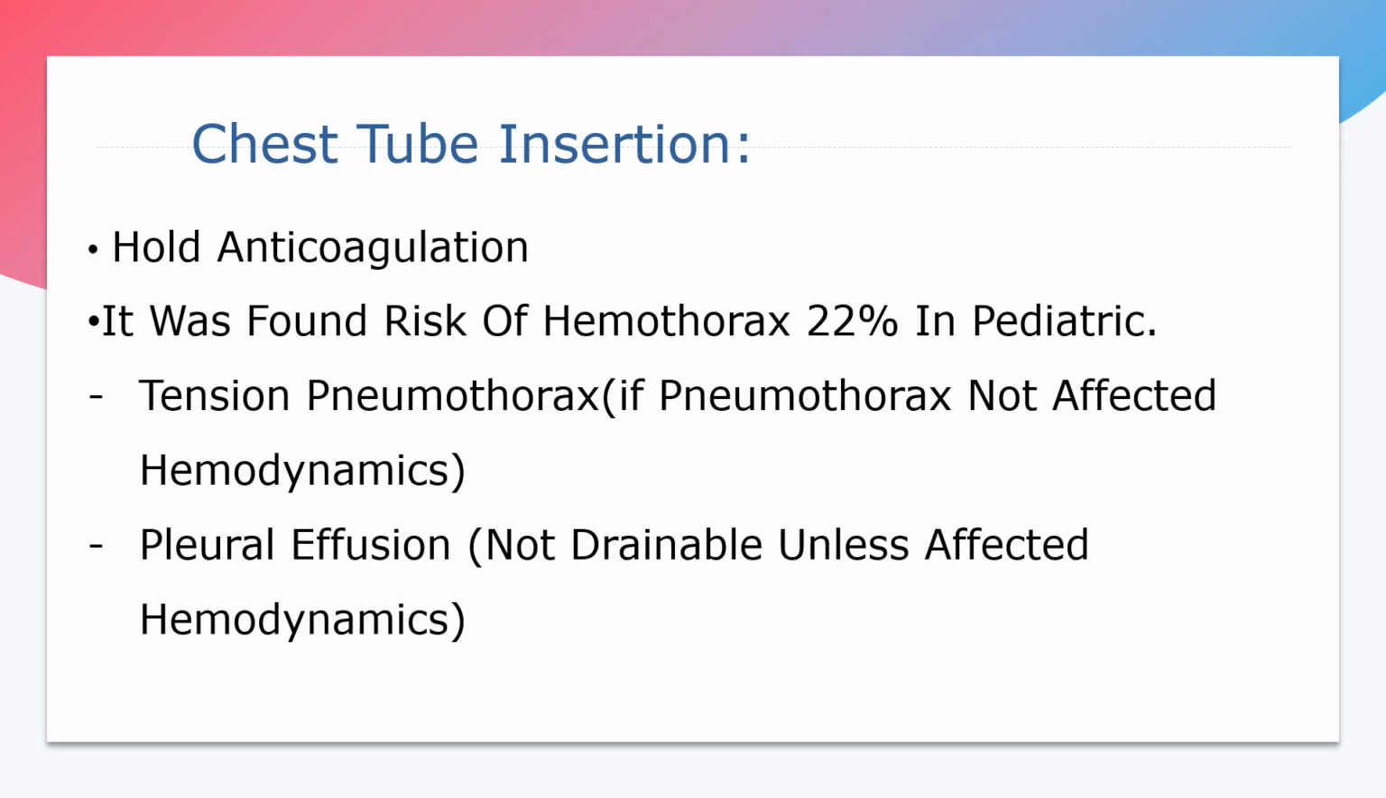Chest tube insertion. We should first hold anticoagulation. One study found a risk of hemothorax of 22% in pediatric patients. It should be limited to patients who have tension pneumothorax. If the pneumothorax is not affecting hemodynamics, we shouldn't insert a tube, and we can wait until we wean the ECMO, and after weaning we can insert it.